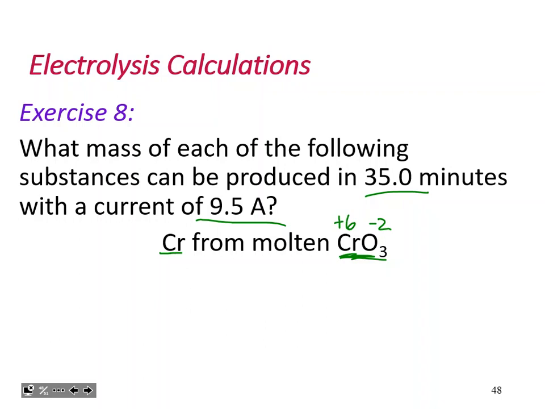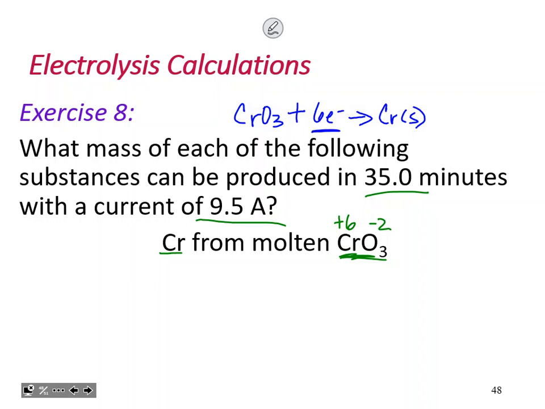Because if we look at our reaction here, it's going to be the CrO3 plus the 6 electrons. That's going to give me my chromium solid, which is what I'm trying to plate. So we're going to need the 6 moles of electrons here. You had to figure that. That's an extra added step here.